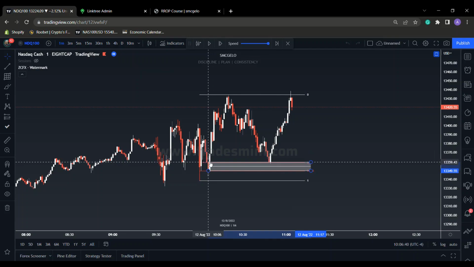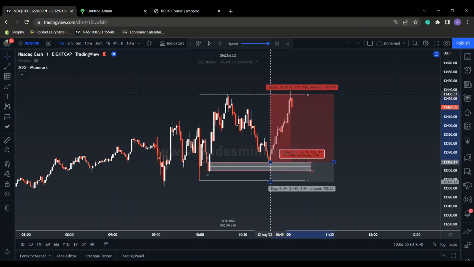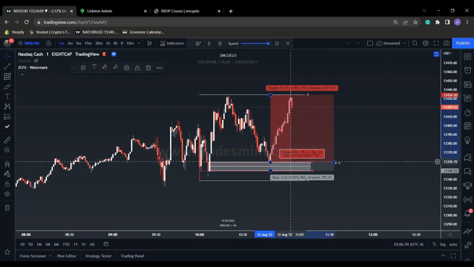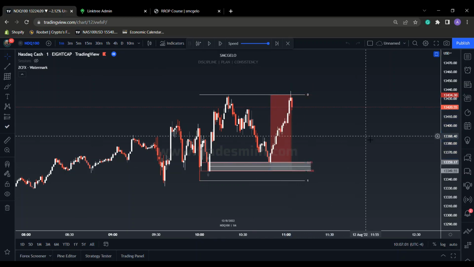Now, like I said, you could do just the body. You could do the wicks. Just for the sake of the video's time, I'm just going to do the body. A lot of the times I do the wicks too, though. It gives me a little bit more breathing room, so I don't get stopped out, because you can get stopped out a lot. Win rate might not be as high, but your R will be way bigger.